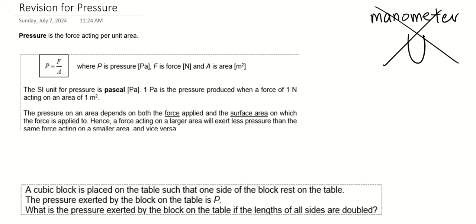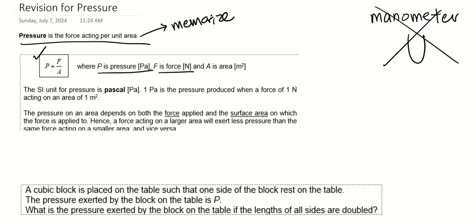Now, first thing that we need to know for pressure is the definition: it is a force acting per unit area. So please memorize this. Right. Then we have the following formula. P equals F over A. You also need to know this. Now, P is your pressure, F is force in newtons, and A is area in meter square.